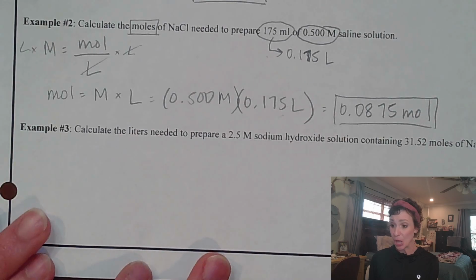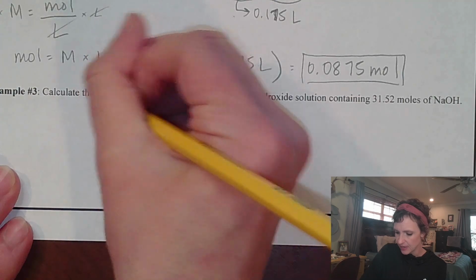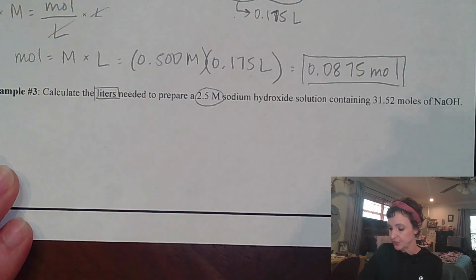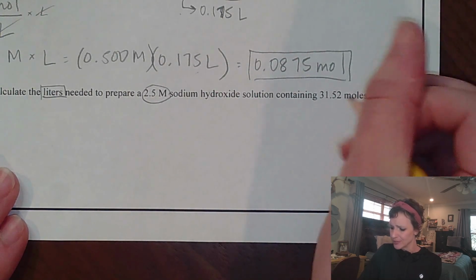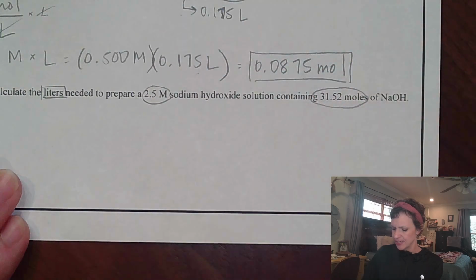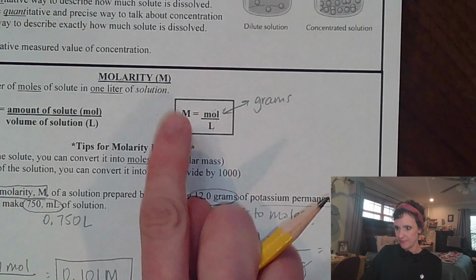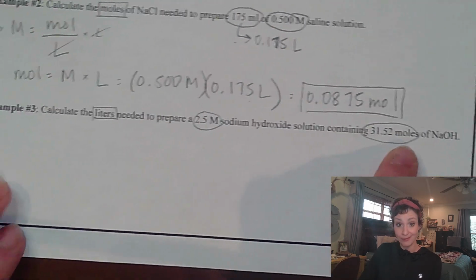All right, last example on molarity. It says calculate the liters. I'm solving for liters. Oh my gosh. Needed to prepare a 2.5 molar sodium hydroxide solution containing 31.52 moles of sodium hydroxide. So I'm solving for liters here. Okay, did they give me the other 2 things? Did they give me the molarity? Did they give me the moles? Molarity, yep. Moles, yep, we are ready to solve for liters.